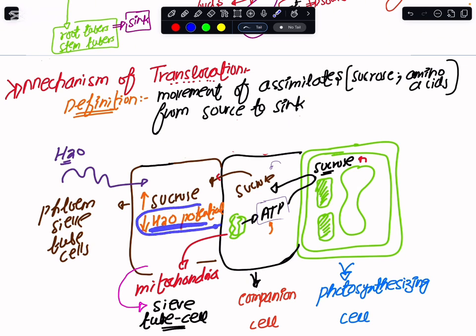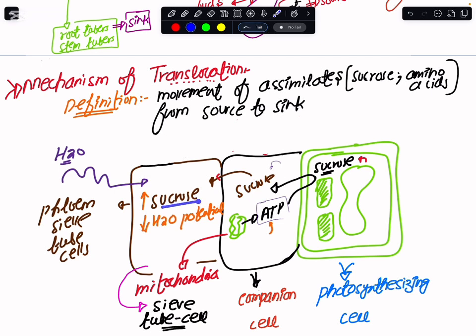And when the water potential is lowered in them, then surrounding the phloem sieve tube elements, we have the xylem vessels. And from the xylem vessels, the water would move into the phloem sieve tube element. This movement of water by osmosis creates a very high hydrostatic pressure. And when this high hydrostatic pressure is created, it is the driving force that would push the sucrose and the amino acid toward the sink of the plant.